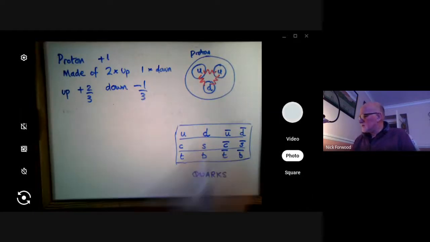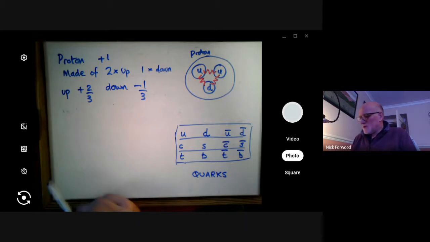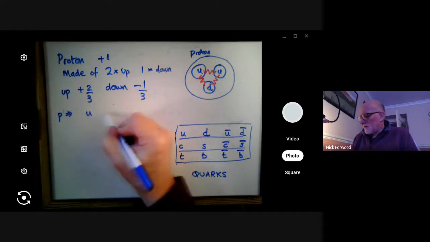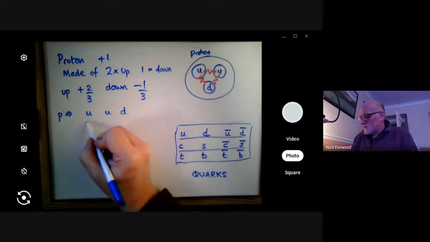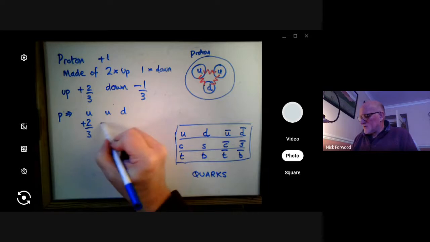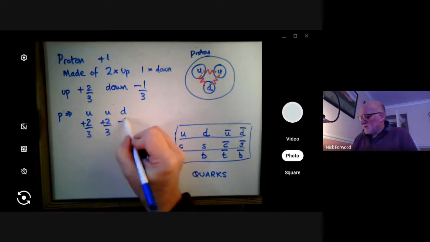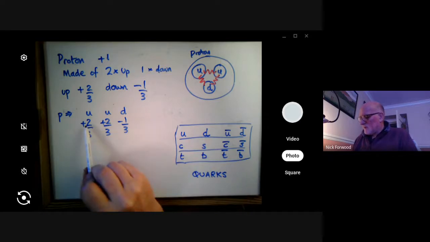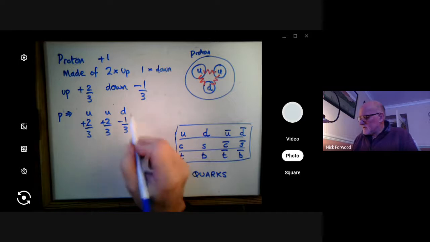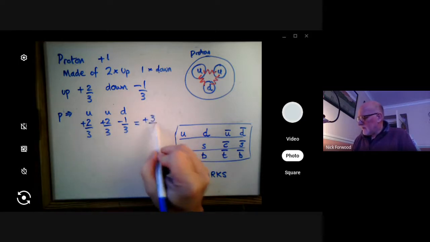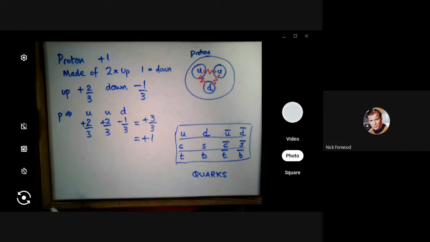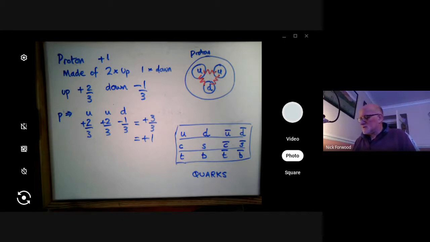So we're going to take 2 ups and 1 down. So in effect, a proton is up, up, down, the 3 of them. We've got plus 2/3, and we've got another plus 2/3 for the second up quark, and the down quark has a fractional charge of negative 1/3. When we add these together, we've got plus 2 is plus 4, minus 1 is plus 3/3, and that is equal to plus 1. So that's how the proton has an overall charge of plus 1, by taking your fractions of 1.6 times 10 to the negative 19 and dividing them into smaller bits.